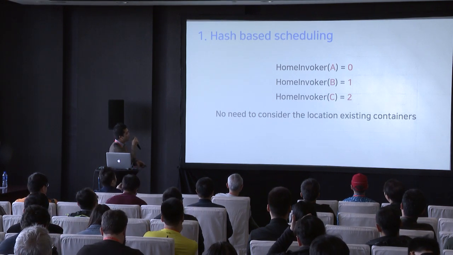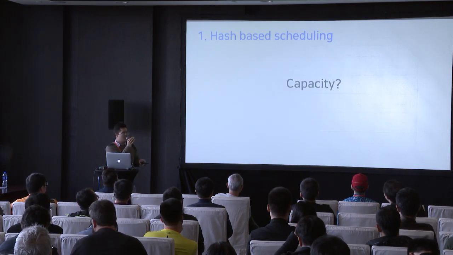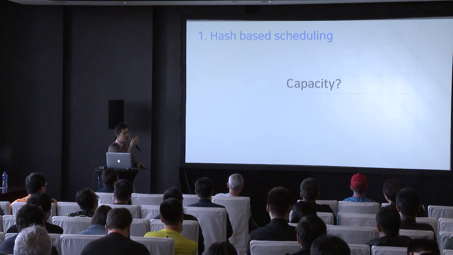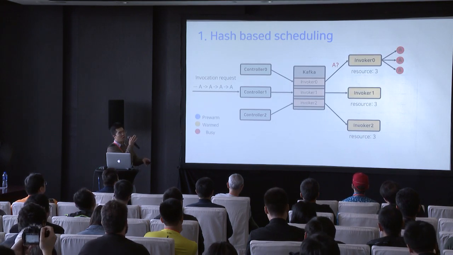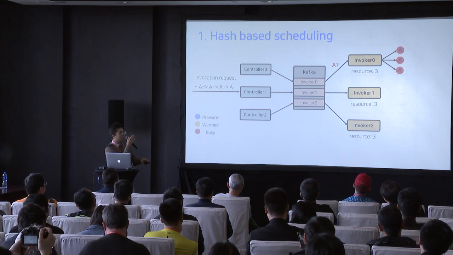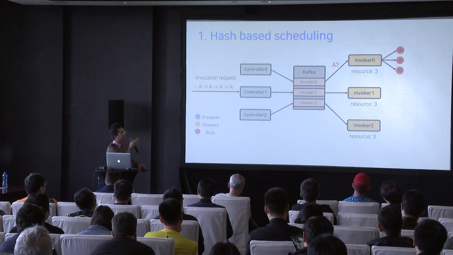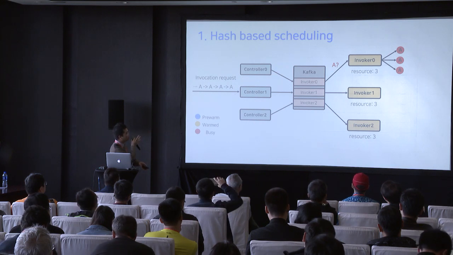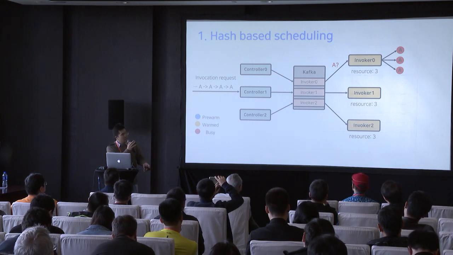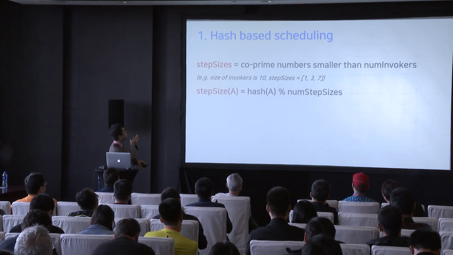But here comes another question. Do we need to consider the capacity of the home invoker? If the home invoker runs out of its resources, should we still send the invocation request to it? We should not do that because there are still 2 invokers in idle state. So for this issue, OpenWhisk has another way to resolve it.